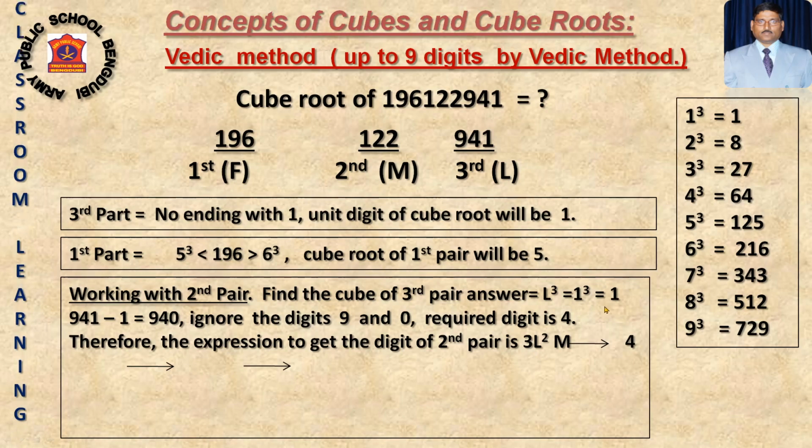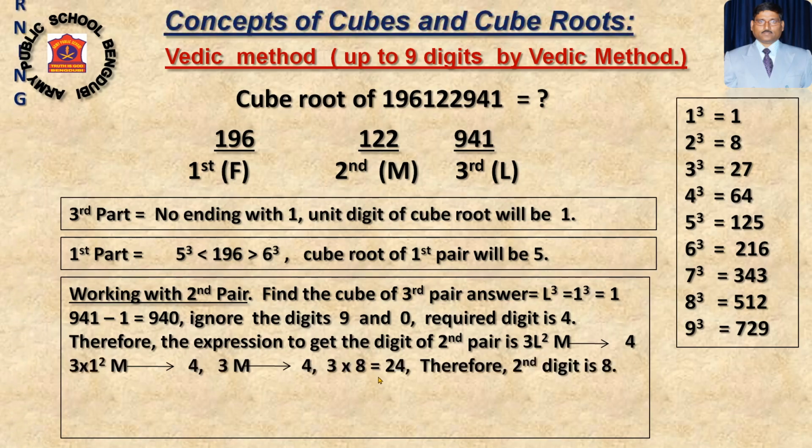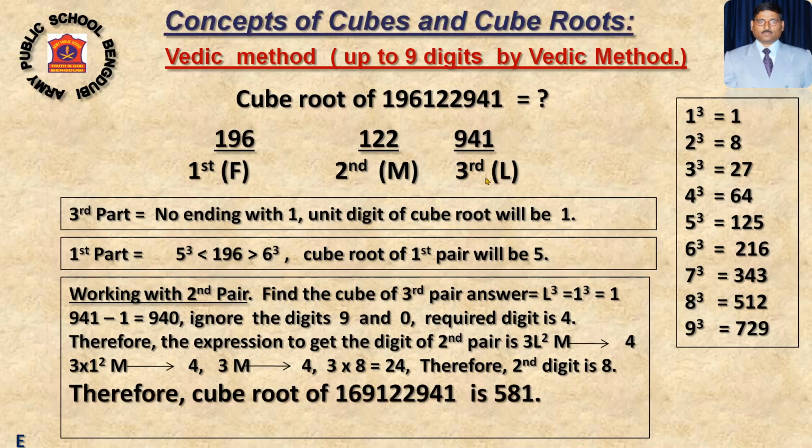So what is the last digit? 1. That means 1 square is 1, so it is 3m. So what should m be? When it multiplies with 3, I should get 4. 3 eights are 24. Is there any digit which when multiplied by 3 gives 4 at the end? Nothing else. That means m will be 8. Hence the middle digit is 8. Now the cube root of this big 9-digit number will be the first part, second part and third part.